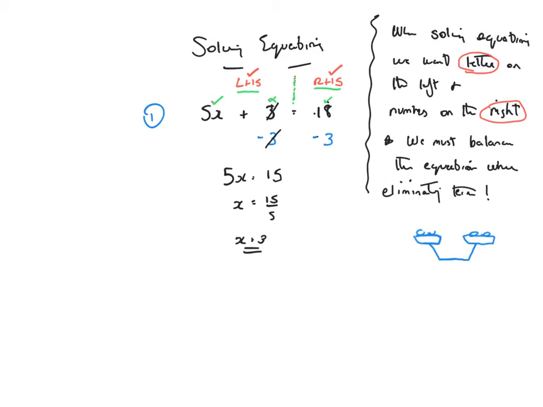3 take away 3 cancels out, which means you're just left with 5x. And then 18 take away 3 is 15. Bring the 5 down, divide. 15 divided by 5, and x equals 3.